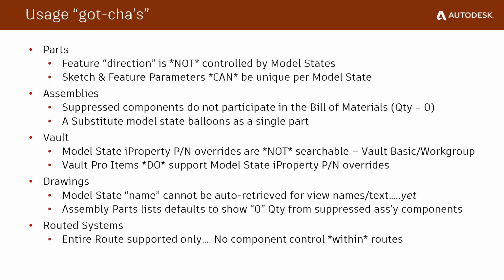Drawings, one of the gotchas. The view name that you have, you cannot automatically retrieve the model state name and have that show up as the view name. It's not available as a piece of text you can just directly pull in like part number or description is. It's not there yet. It is one of the items that almost immediately made it to the wish list for whatever future version of Inventor may be coming down.